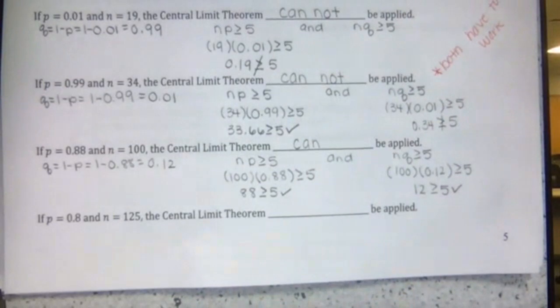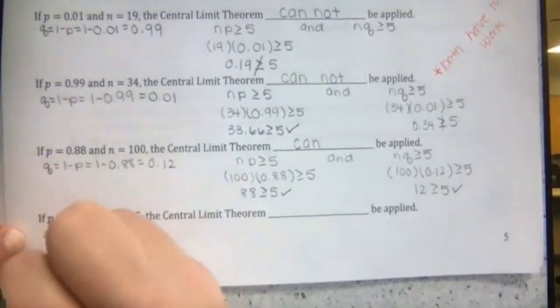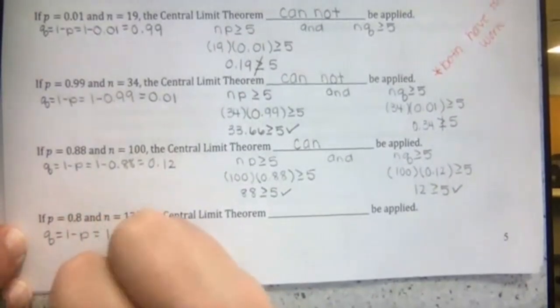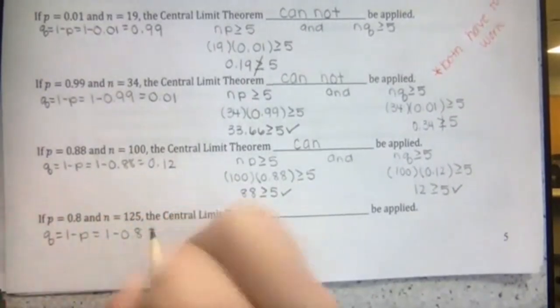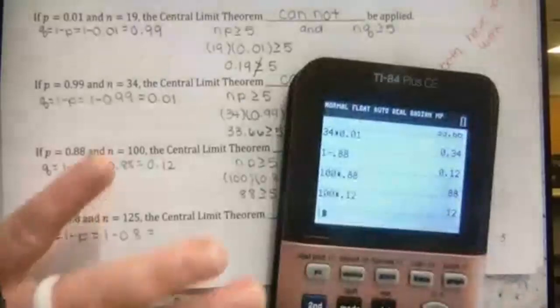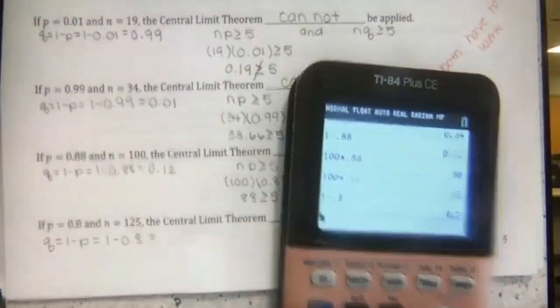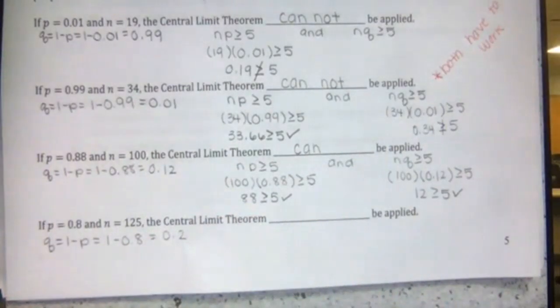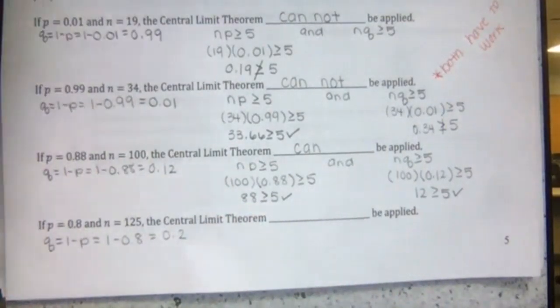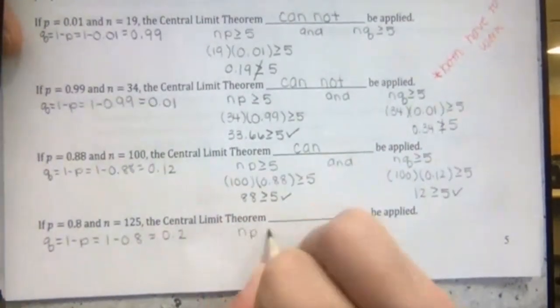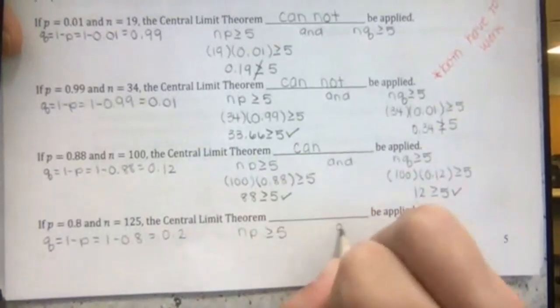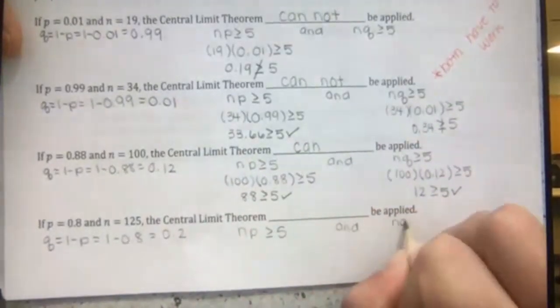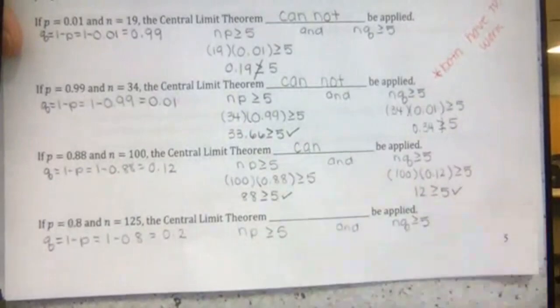Last one. If p is 0.8, that means our q value is 1 minus p. So 1 minus 0.8. In my calculator, 1 minus 0.8 is 0.2. And our n value is 125. Can the central limit theorem be applied? So n times p has to be greater than or equal to 5, and n times q has to be greater than or equal to 5.